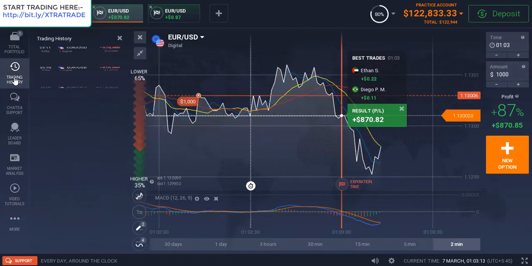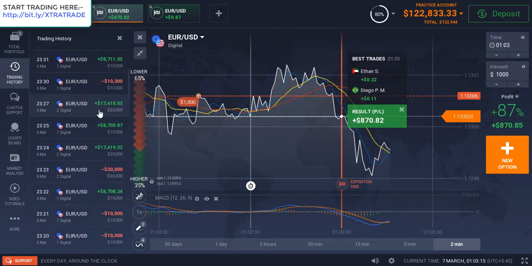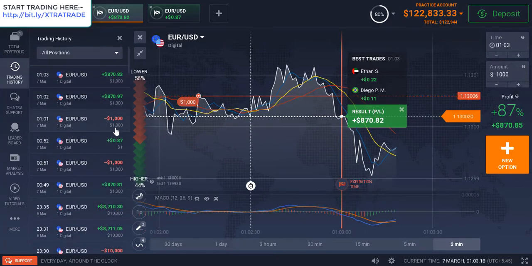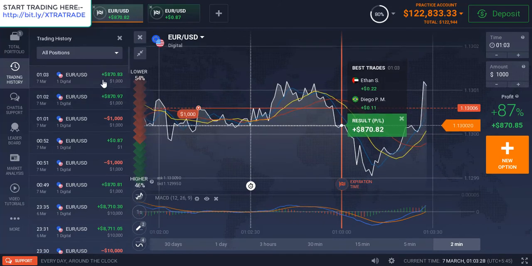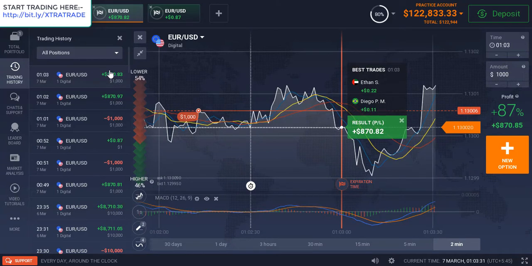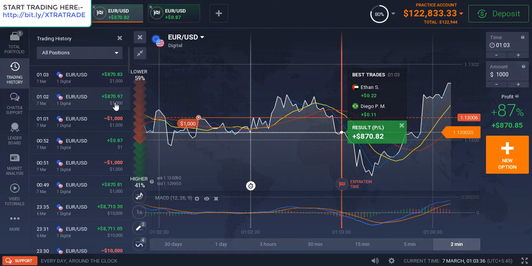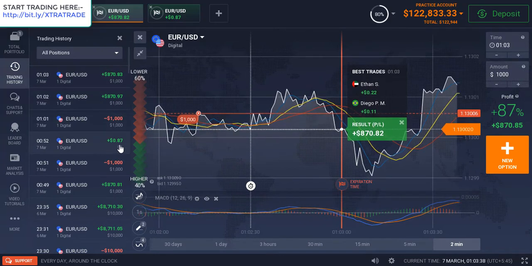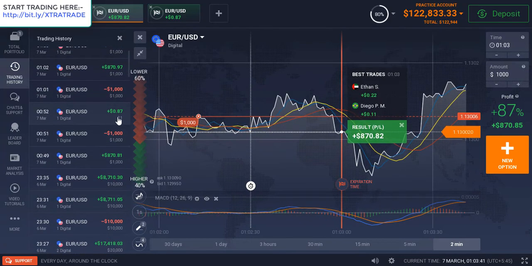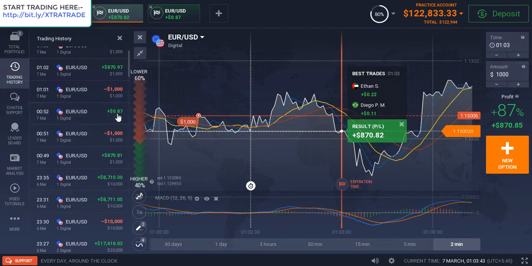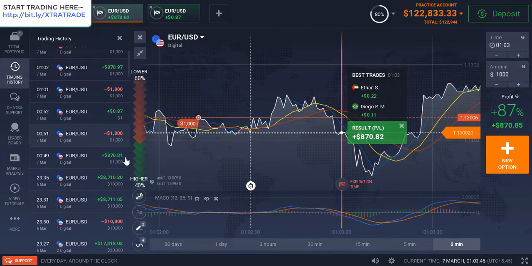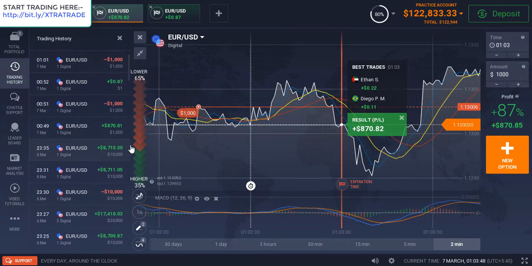Okay, so you can see the trading history. When I started this, we made a loss of $1,000 in the first run, and after that we made profits of 870 and 870. So it means we just made around $700 in a matter of a few minutes. Okay, so there were other bids also which I did. This is just a $1 bid which I won, and this is $1,000 which I lost. This is the winning one. This is the winning one again.